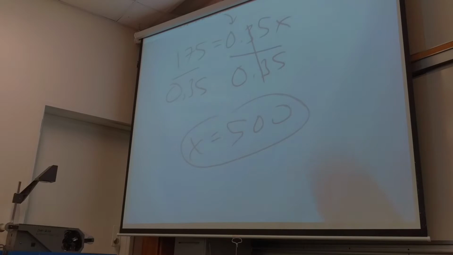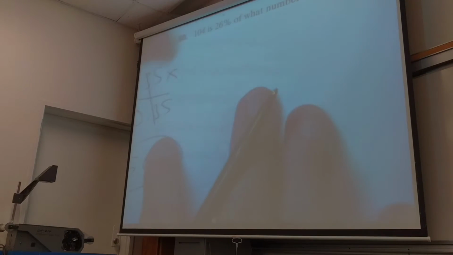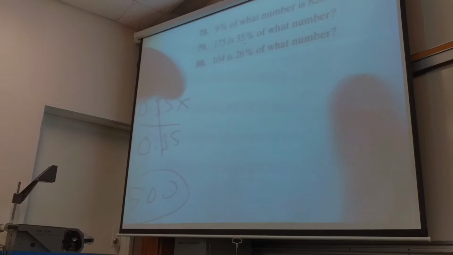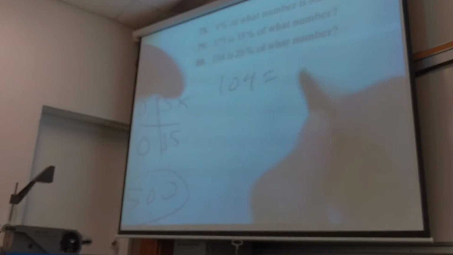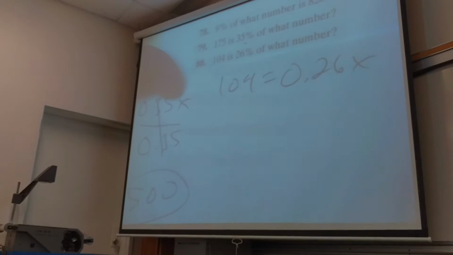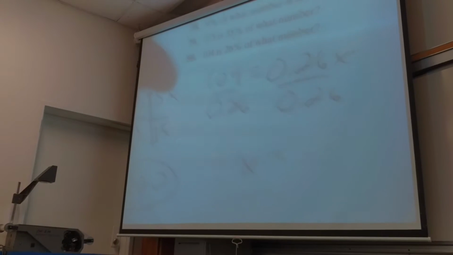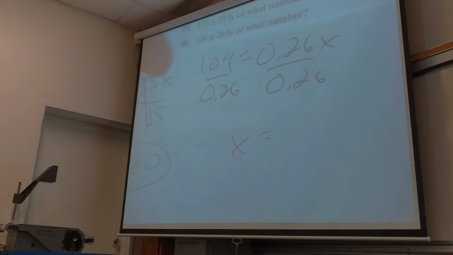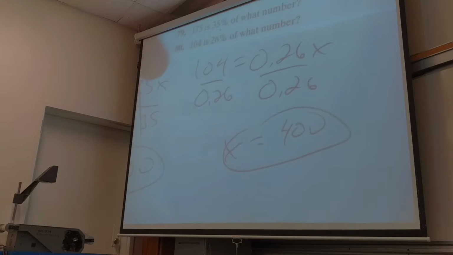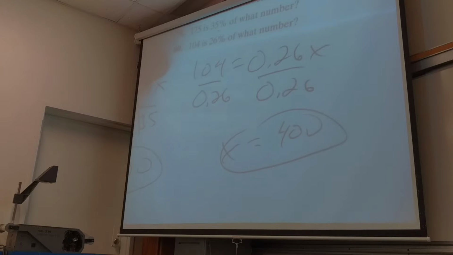Yeah, so every single one of these. That next one is exactly the same problem. Right? 104 is 0.26 of what? Divide by 0.26. You get something or other. 2,400. Let's take a wild guess. Oh yeah, double. Okay.